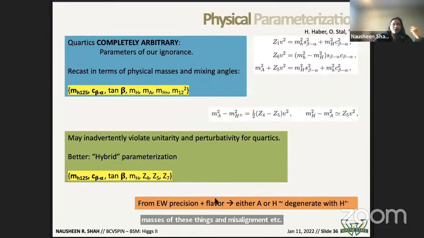And then you also know what we talked about from electroweak precision and flavor, that you want either these A or H to be degenerate with these charged Higgs masses. So that constrains significantly the parameter space that you have.